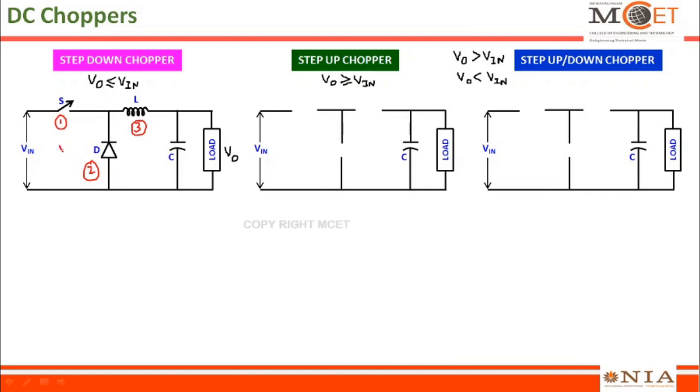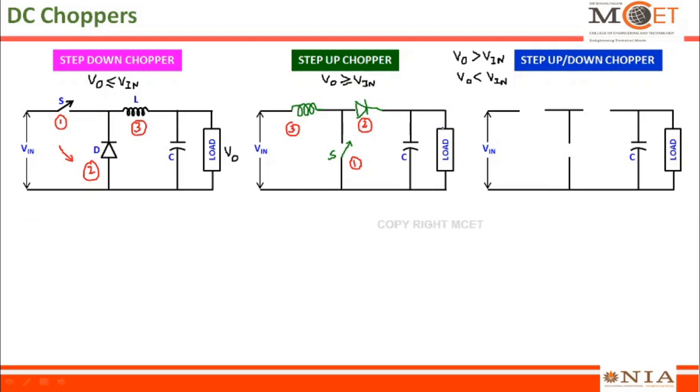I am going to rotate all these three elements in this direction by one step, which means I am going to make 1 here, 2 here and 3 here. So I am going to interchange all these three by one step. If I do that, I will get a switch here, because 1 is the switch, and I will get a diode here, and I will get an inductor here. So this version is what we call the step up chopper, which is easily derived from this step down chopper.